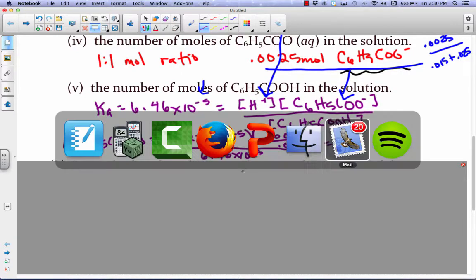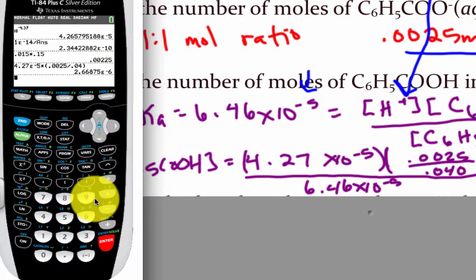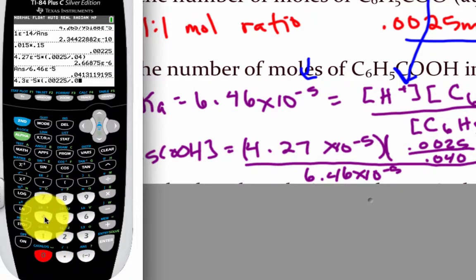All right, calculator time. Okay, so I have my products over my Ka so that I can find the value of my reactant, benzoic acid. Okay, so 4.3 times 10 to the minus 5 times 0.00225 divided by 40 milliliters.